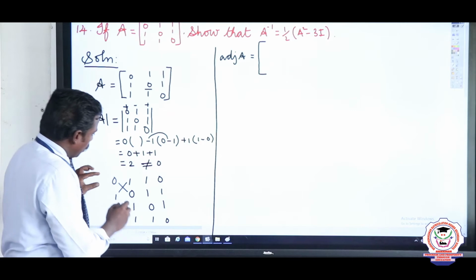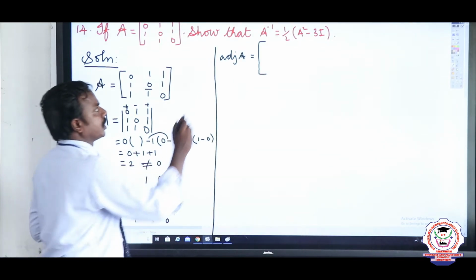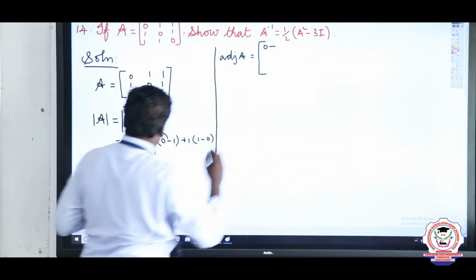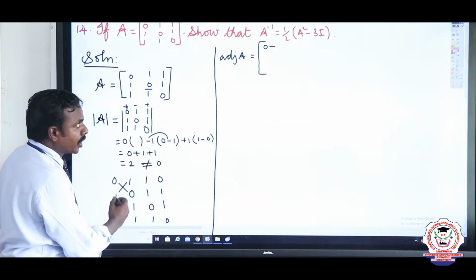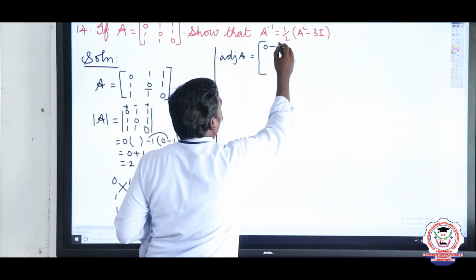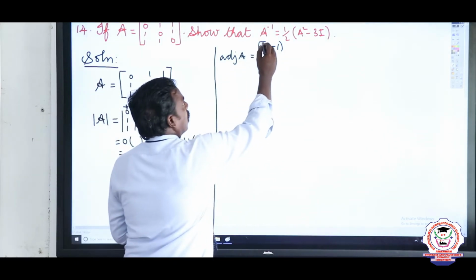Now I am going to simplify. From this, 0 into 0 is what? 0. So that's it. 0 minus, while we are taking the other diagonal multiplication we should keep minus. So 1 into 1 is what? 1. So 0 minus 1. First row first column over.